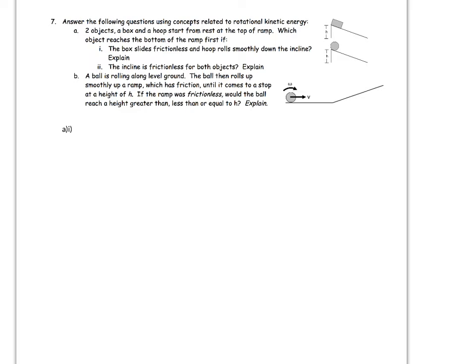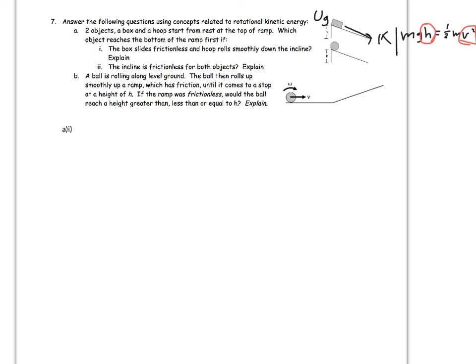So if we think about this energy-wise, for the box, it starts with gravitational potential energy at the top of the ramp, and as it slides frictionlessly down to the bottom, all of that gravitational potential becomes kinetic. So we can say mgh equals 1/2 mv squared, and so its velocity at the bottom is proportional to the height that it initially had.